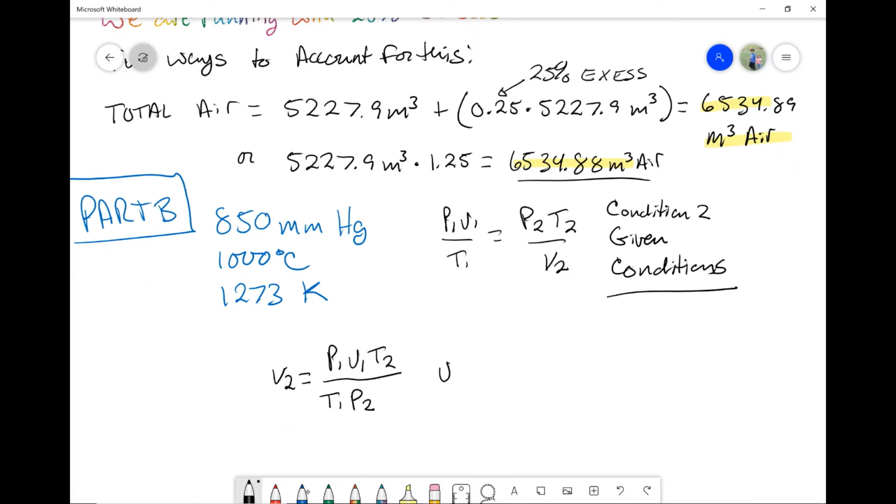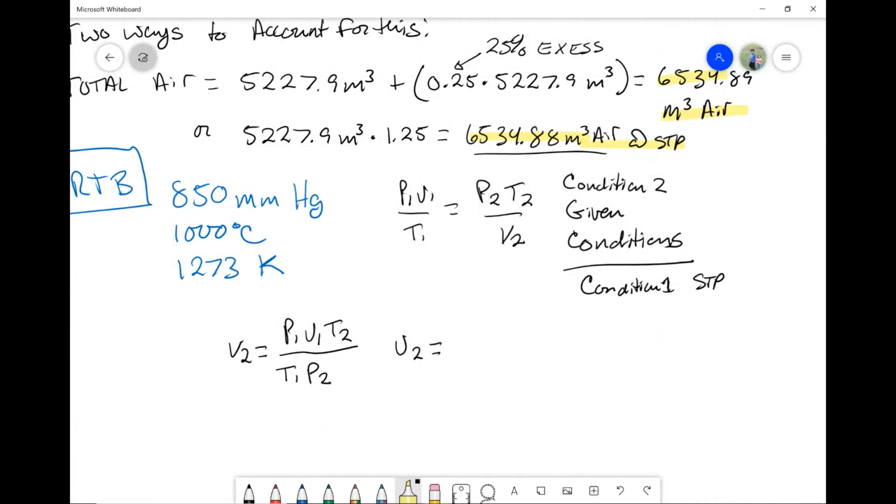So P1, we know it's STP. So condition 1 was STP, because that's where we calculated this volume at. The first question asked at STP. And then let me highlight it. So it's air at STP. So P1 is 6534. I'm going to go ahead and use the 8, 9. It's not that much different.